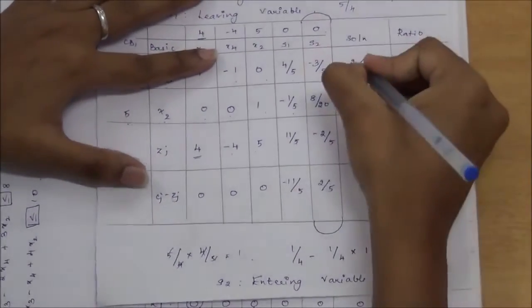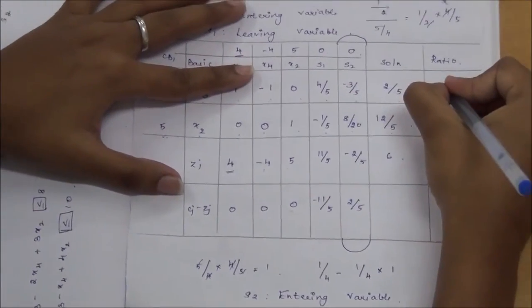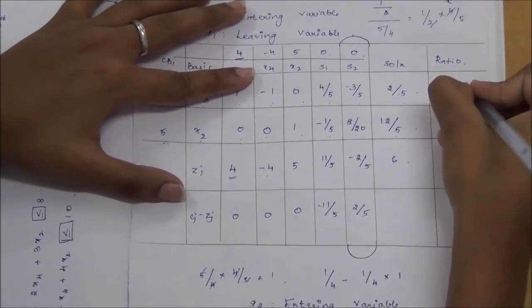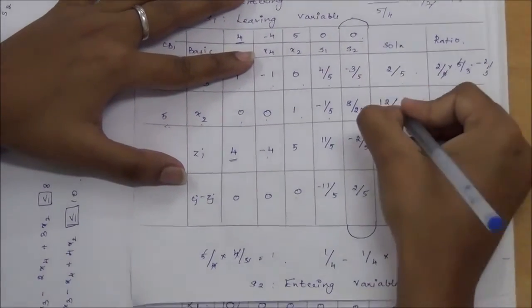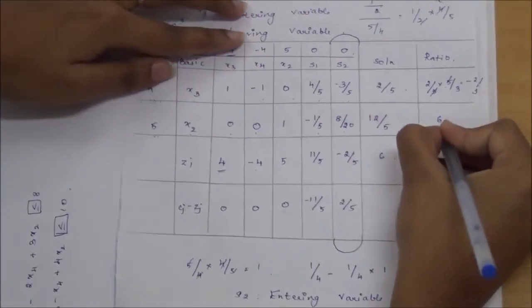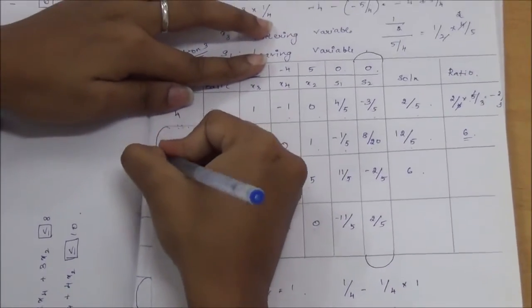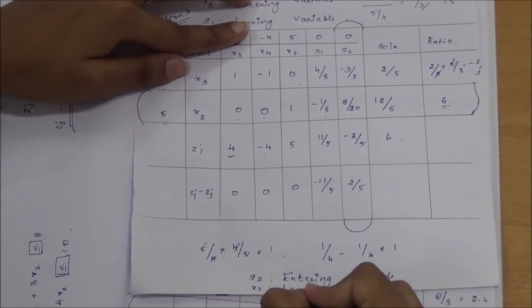The ratio will be 2 by 5 divided by minus 3 by 5, which is into 5 by 3, so minus 2 by 3. And 12 by 5 divided by 8 by 20 will be 6. This is the positive least value, so this will be the leaving variable. x2 is the leaving variable in this problem.